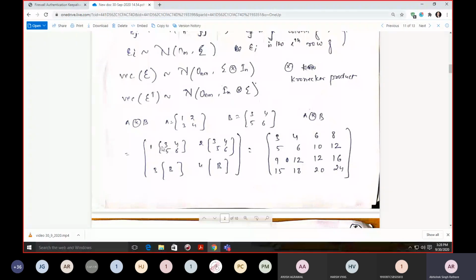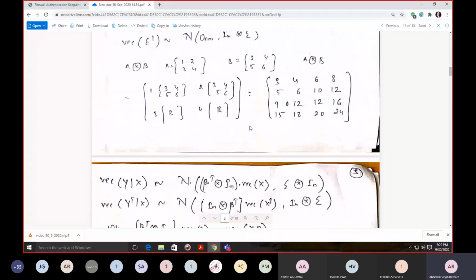So 1 into B gives 3 4 5 6. Then the B matrix is multiplied by 2, so this is 6 8 10 12. Again the B matrix is multiplied by 3, so this is 9 12 15 18, and for 4 it is 12 16 20 24. Is it fine? Any problem till now? No problem. Fine.